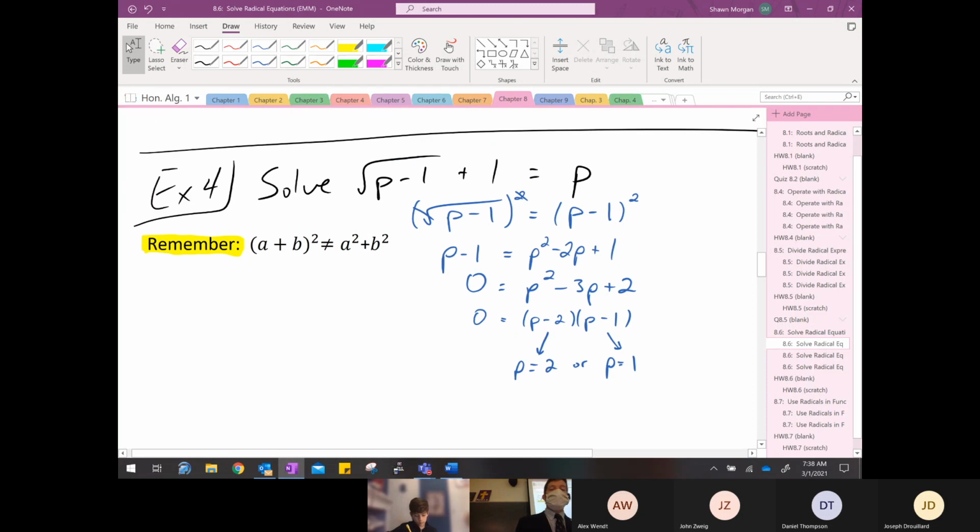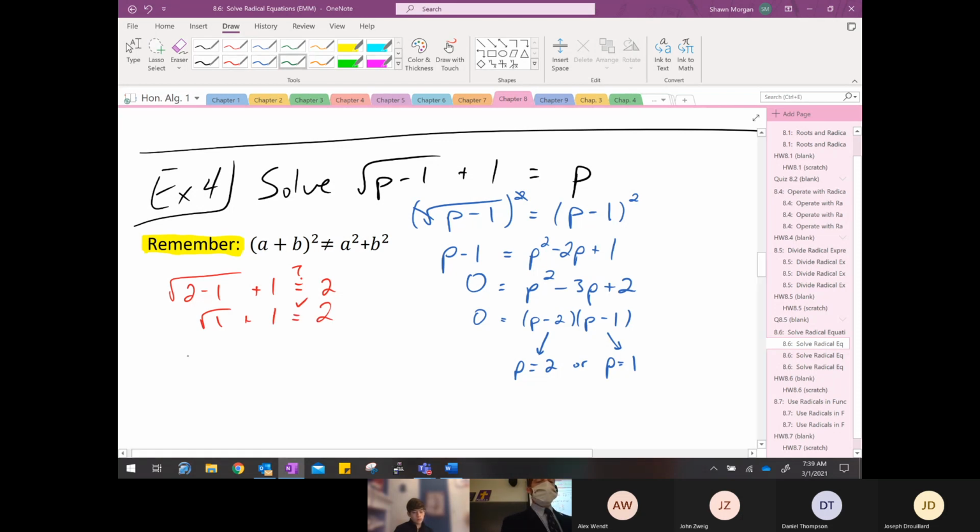Now's where I want to go back and double check for the extraneous solution. Okay? So let's plug in the first one. Square root of 2 minus 1 plus 1, does that equal 2? All right, 2 minus 1 is 1. Square root of 1 plus 1 does in fact equal 2, so that checks out.